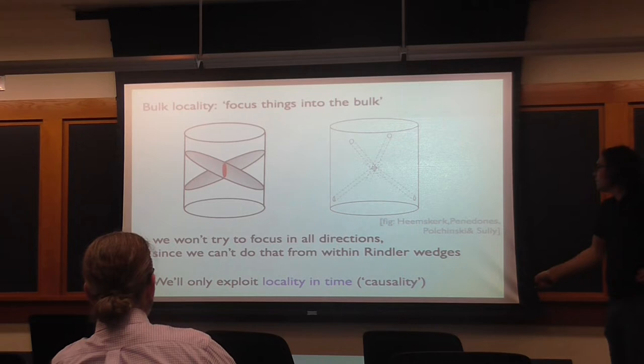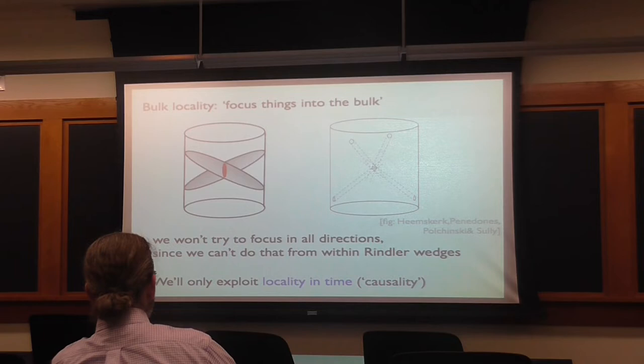But maybe surprisingly, we can get some powerful constraints from doing that. Keep in mind that we're looking at a Lorentzian theory. So if you can show locality in time, then you still have at least some imprints of full locality. So that's the idea. We'll really be using these constraints.